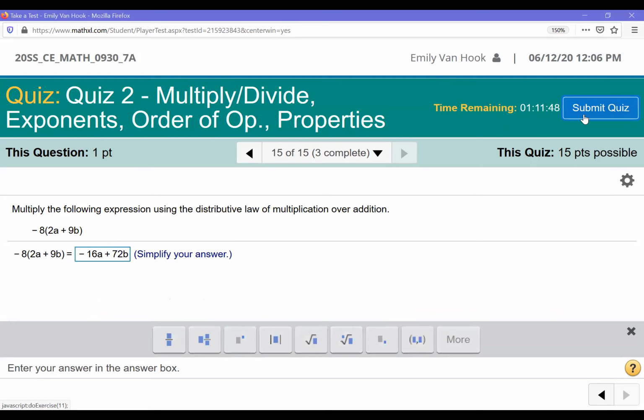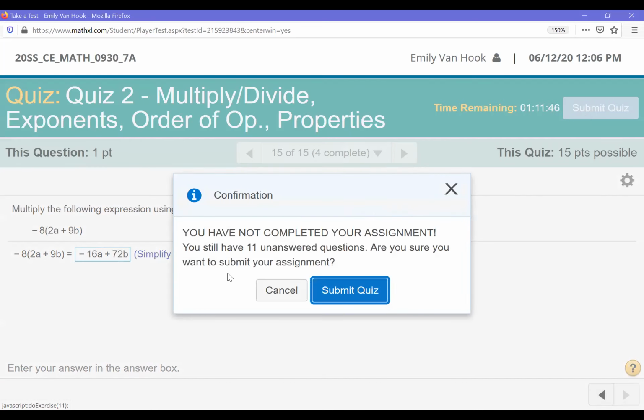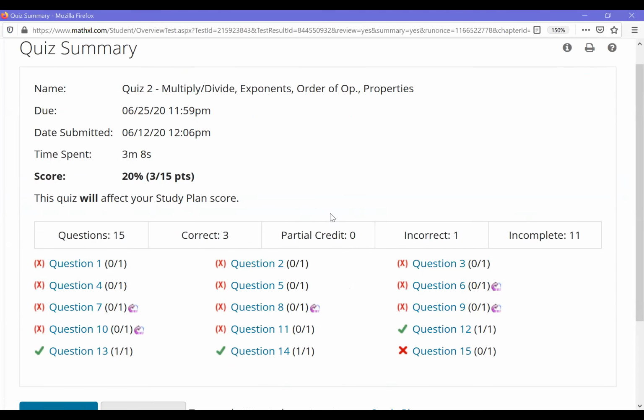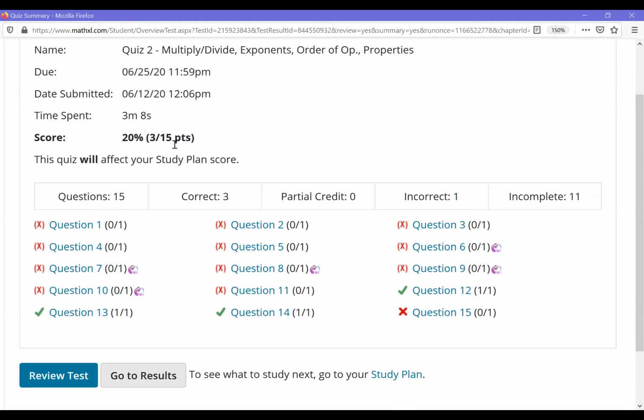Okay, I'm going to submit my quiz. I didn't do it all, but that's okay. I'm going to just submit it, and I'll be okay with getting a low score here. Okay, so you can see my score, 20%. I got 3 out of 15 points.